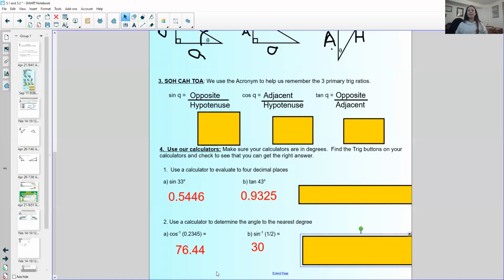So until you can get these answers and label your triangles, don't move on. Make sure you can get these before you go on to the next section. That's it for your review. Take care, and we'll see you later.